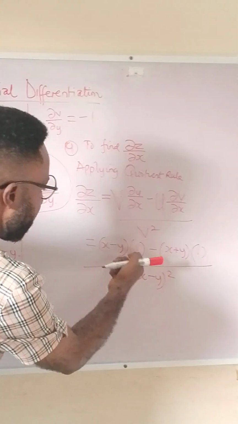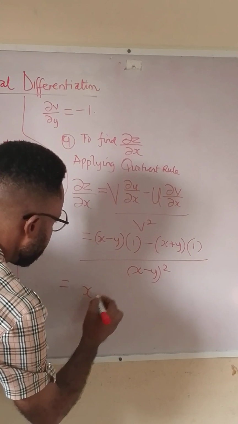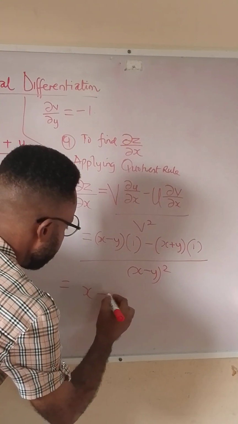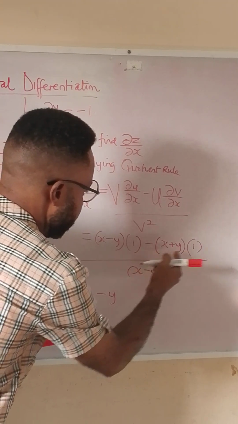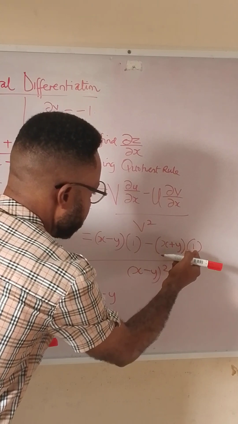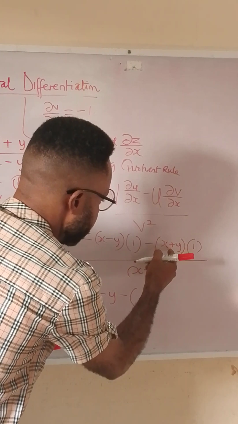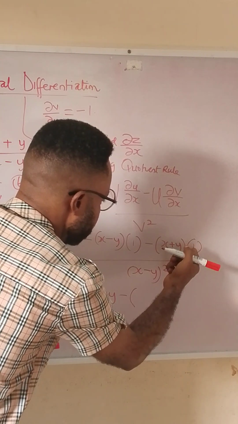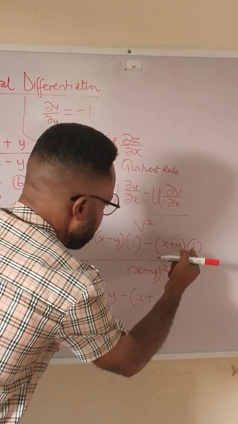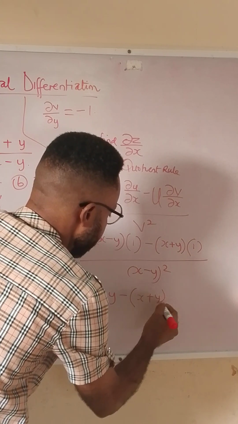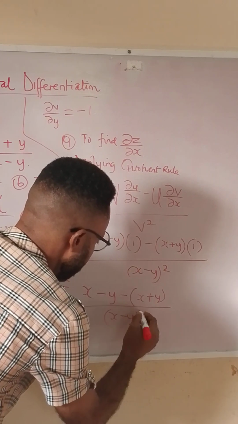Now we can use this one to open the bracket. 1 times x gives us x, 1 times minus y gives us minus y. Then let us use the other one to open this bracket. We keep our minus and keep this inside a bracket: 1 times x gives us x, plus 1 times y gives us y. This will be all over x minus y, all squared.